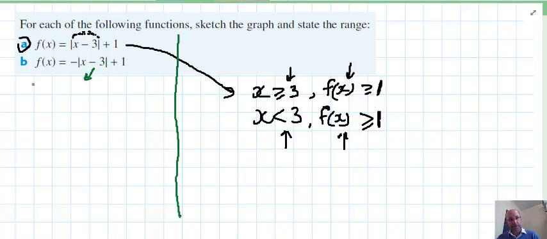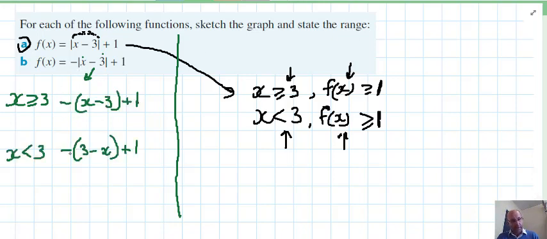Looking at the next one, negative of the absolute value of x minus 3, plus 1. So we've got a negative in front of the absolute value there. Let's have a look at those same situations. When x is greater than or equal to 3, inside the absolute value we'll always have a positive, and we take the absolute value of a positive, and then we get a negative, plus 1.